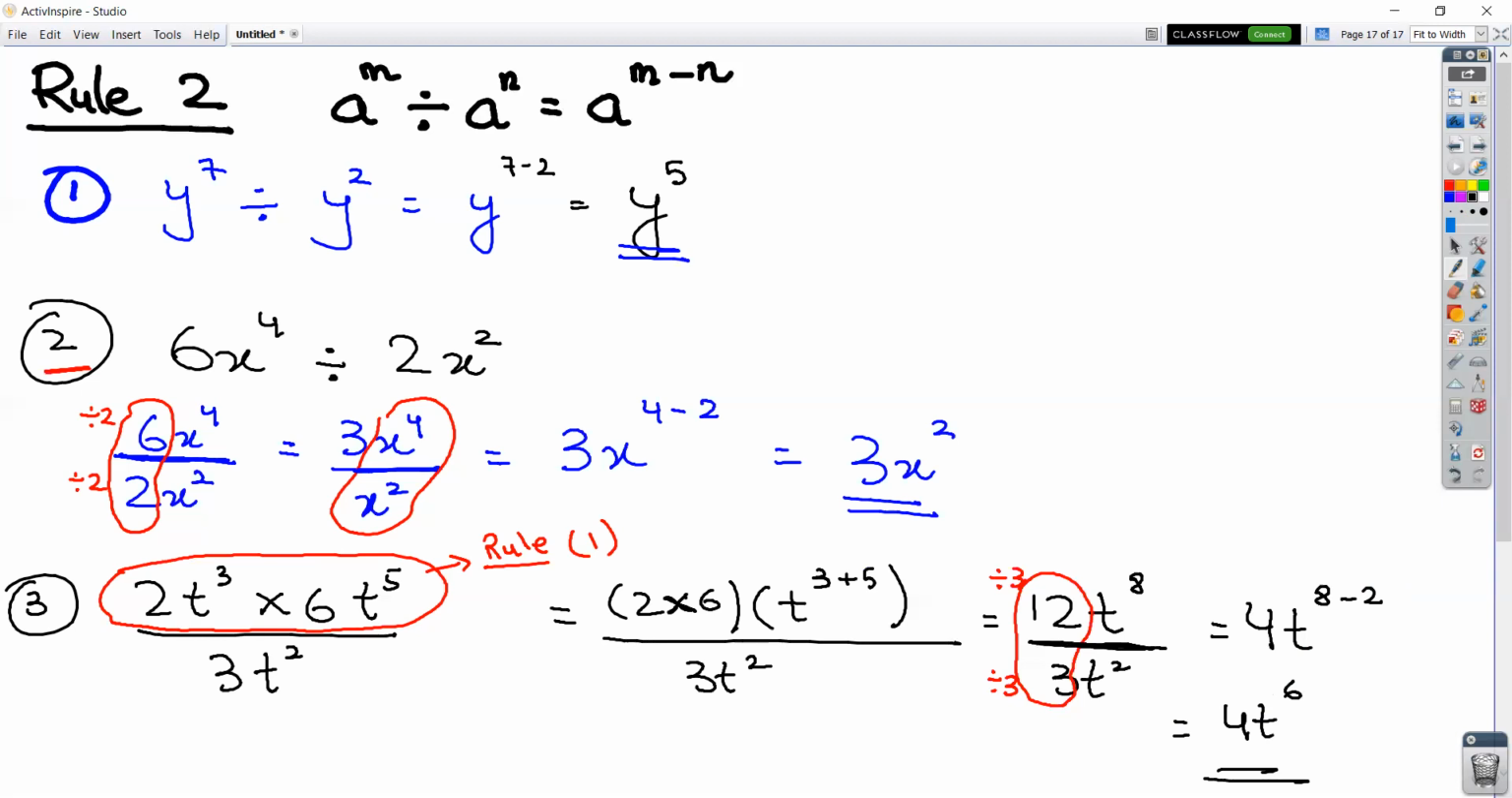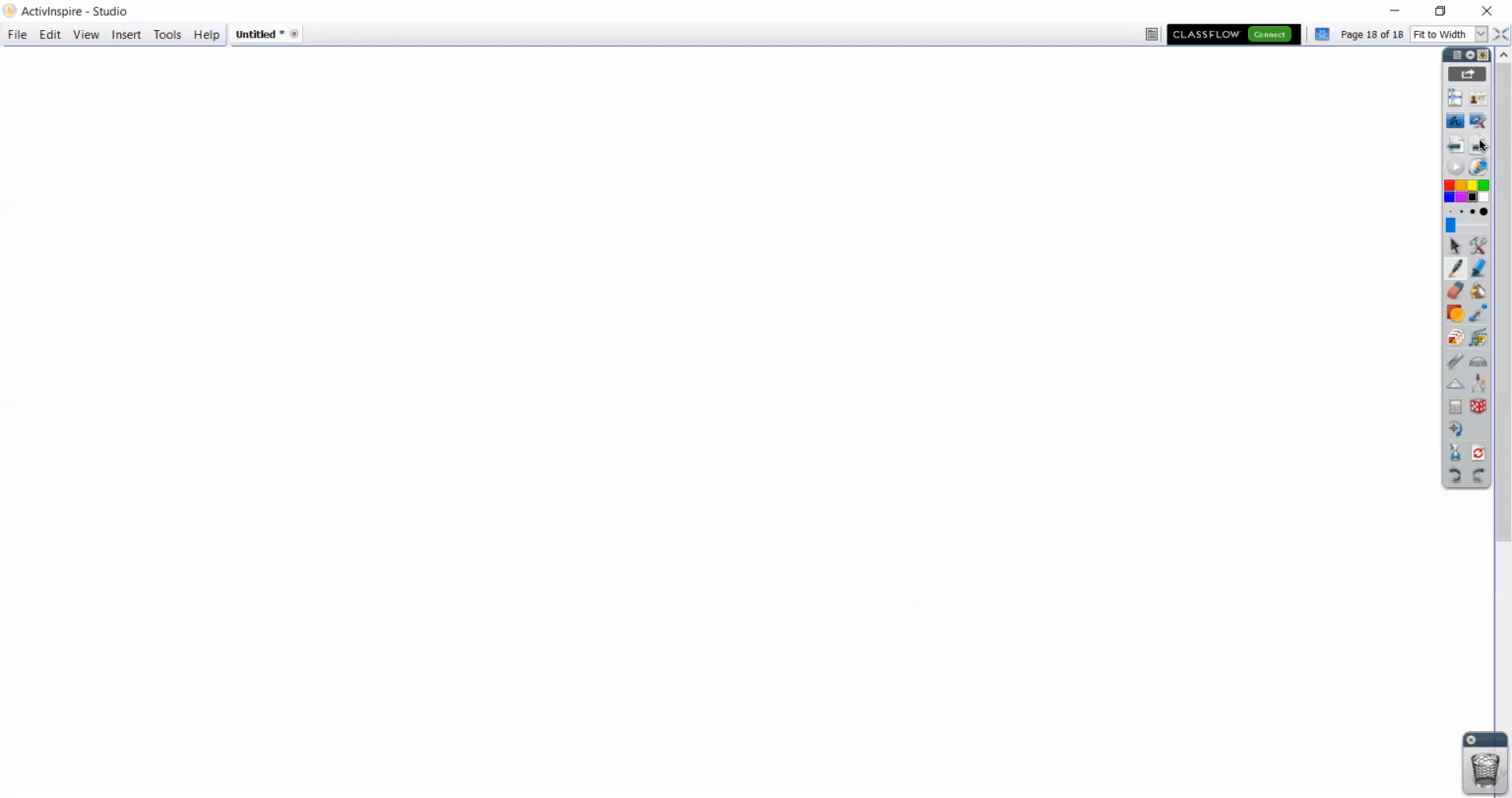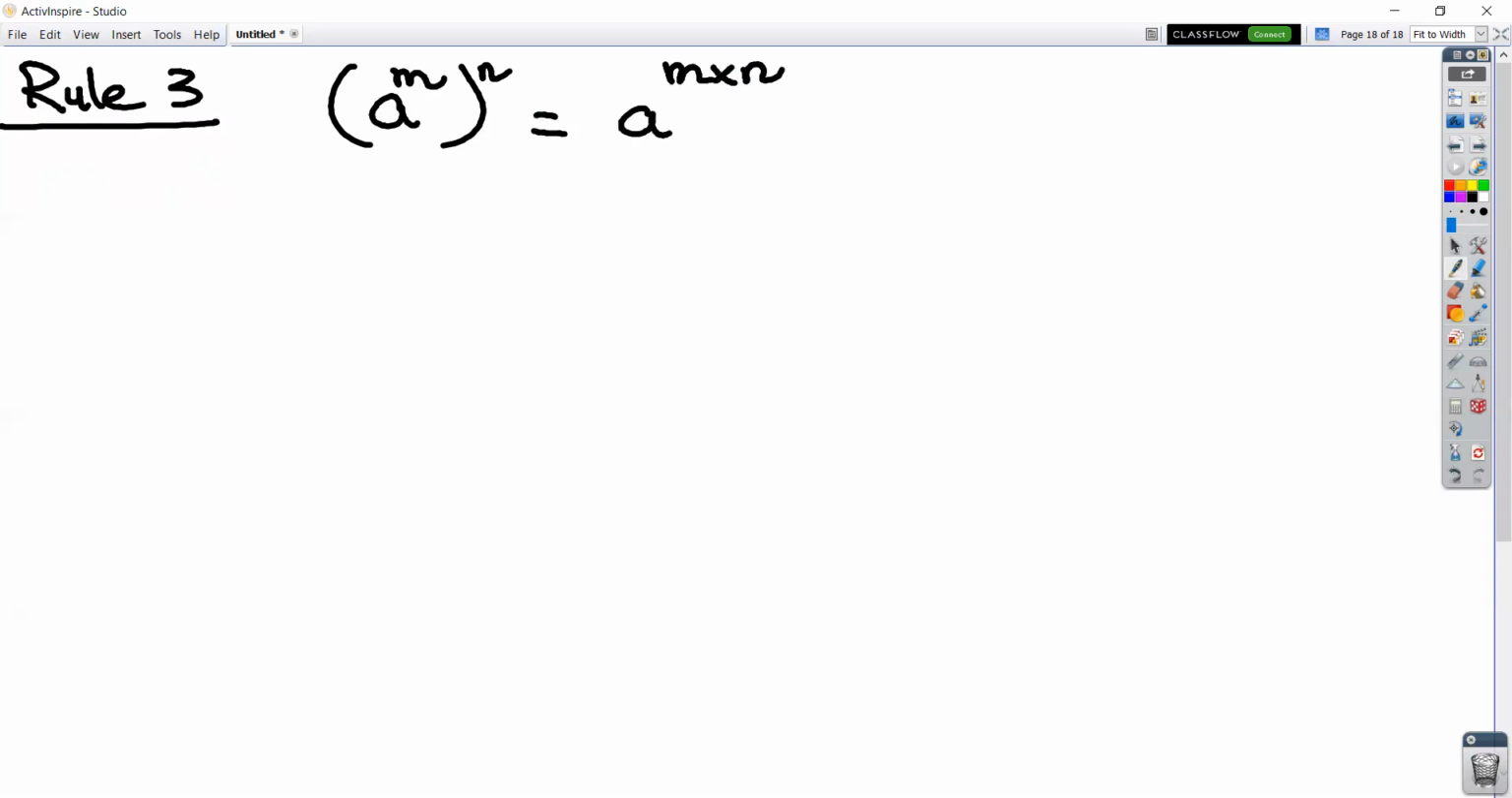Okay, we have done rule 1 and rule 2. Now I'm going on to rule 3. I say that rule 3 is a power with a power on it, so I'm going to write it down here. Rule 3 is basically when we have two powers written together. So we have a power m and we have a power n. What we do is multiply the powers together to simplify these indices.